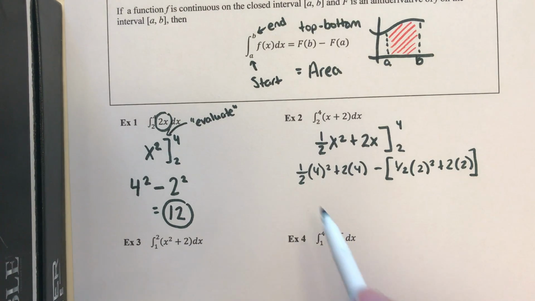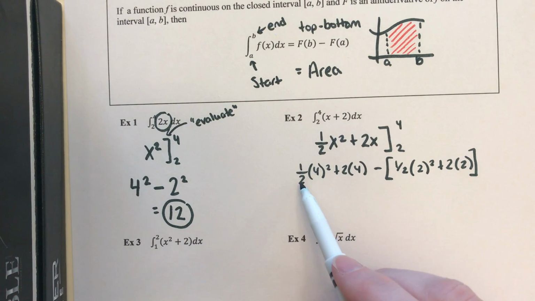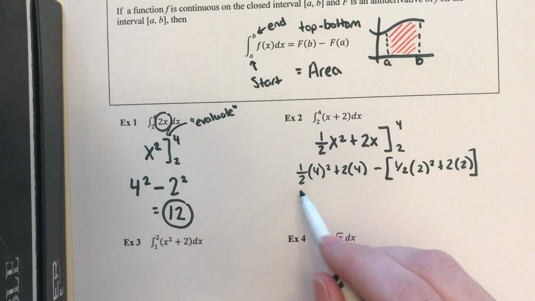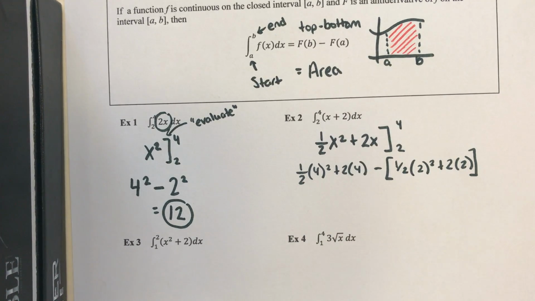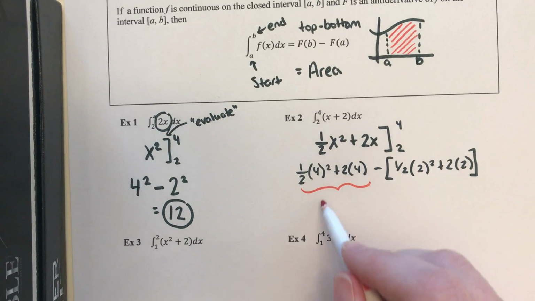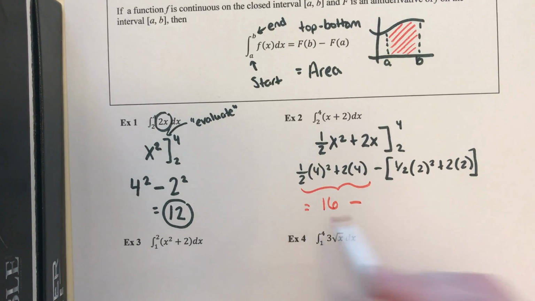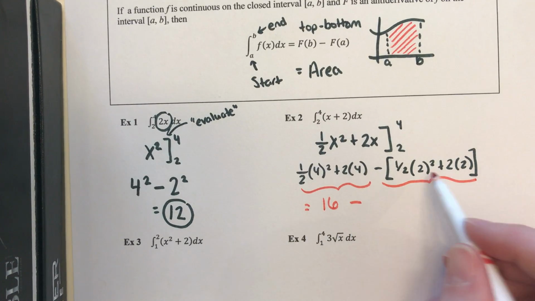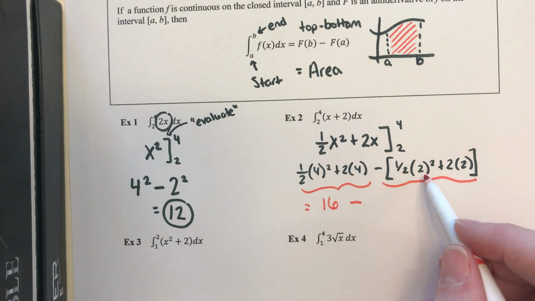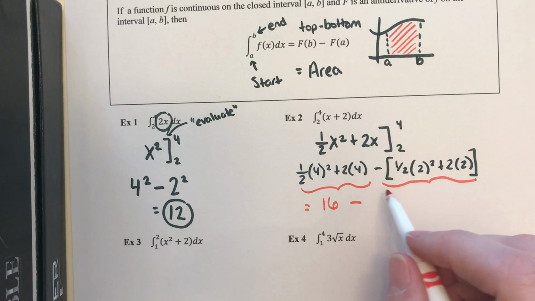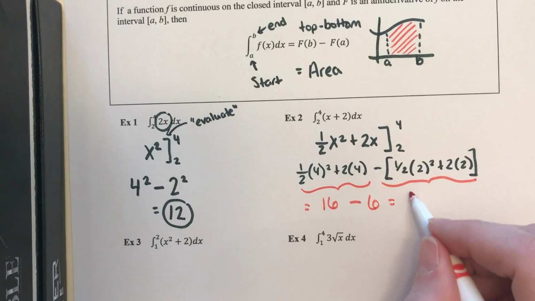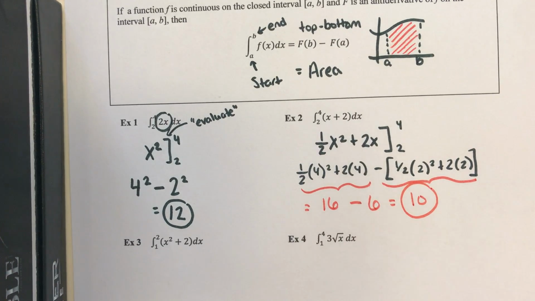Okay, so now I'm ready to evaluate. 4 squared is 16, divided by 2 is 8, plus 2 times 4 is 8, so that's 16. Minus, over here, 1/2 of 2 squared, that would be 4 divided by 2 is 2, plus 4, so that would give us 6. 16 minus 6 is 10.